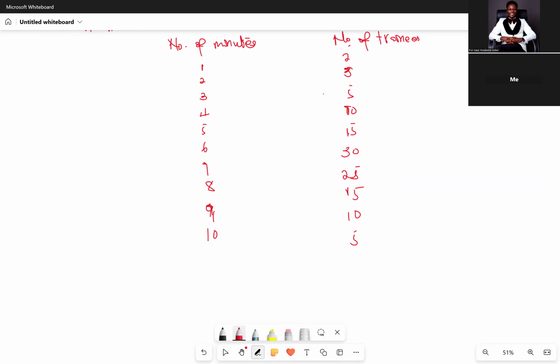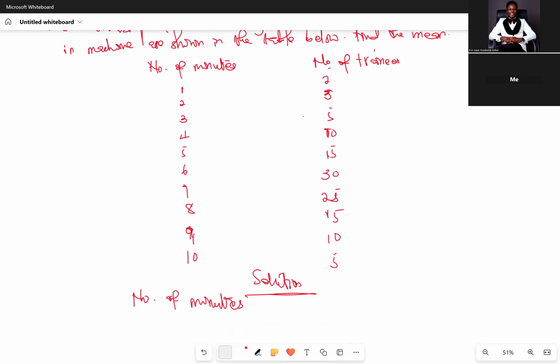Guys, can I continue? Typically, you have to rewrite the question again. I mean, you have to draw the table again. There's no class interval here. What class? I mean the grouped one. You don't have it here.